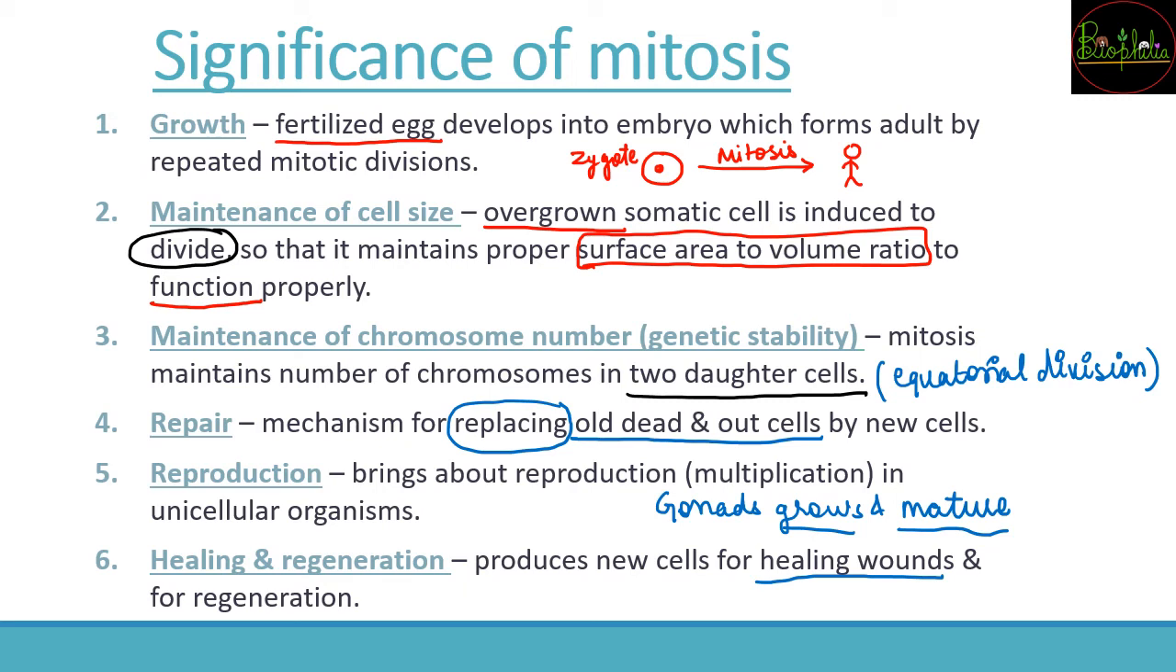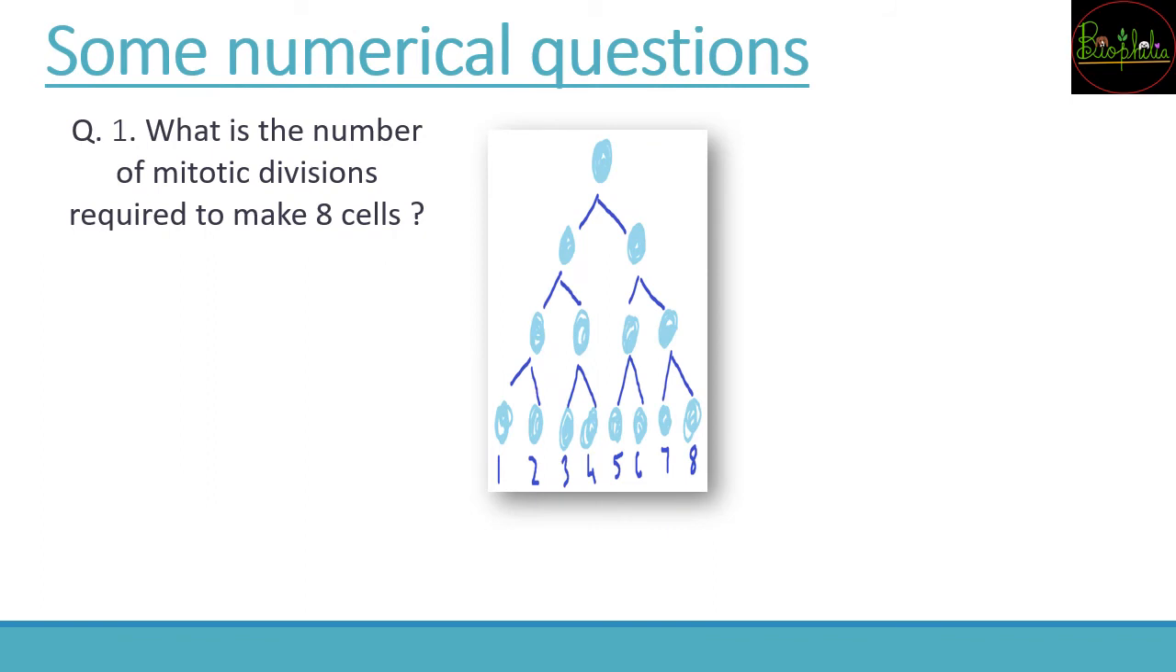So these 6 significances tell you why you should understand mitosis, because if even one of these does not happen in a normal way in your body, then you are going to suffer from some disorder or other. That is why we study mitosis in detail. So with this we completed all the theory questions about mitosis.